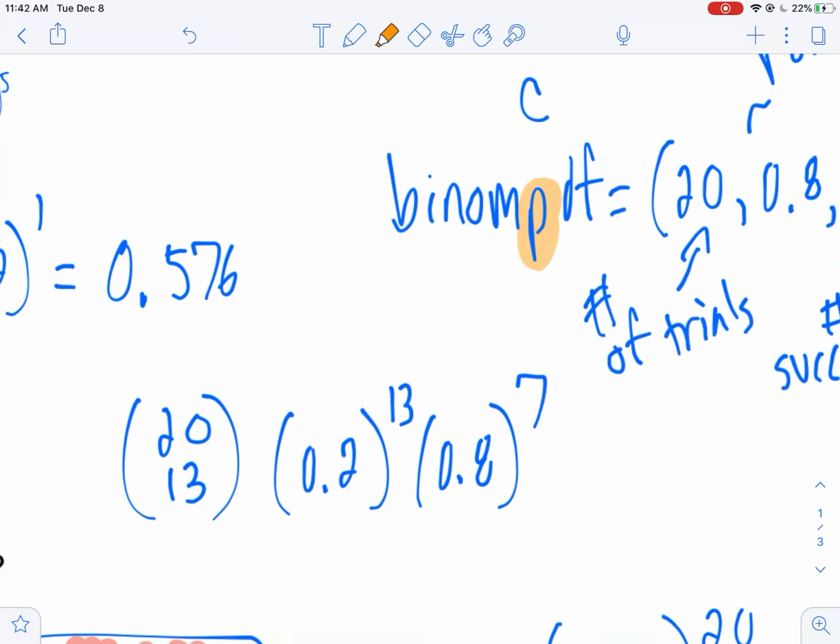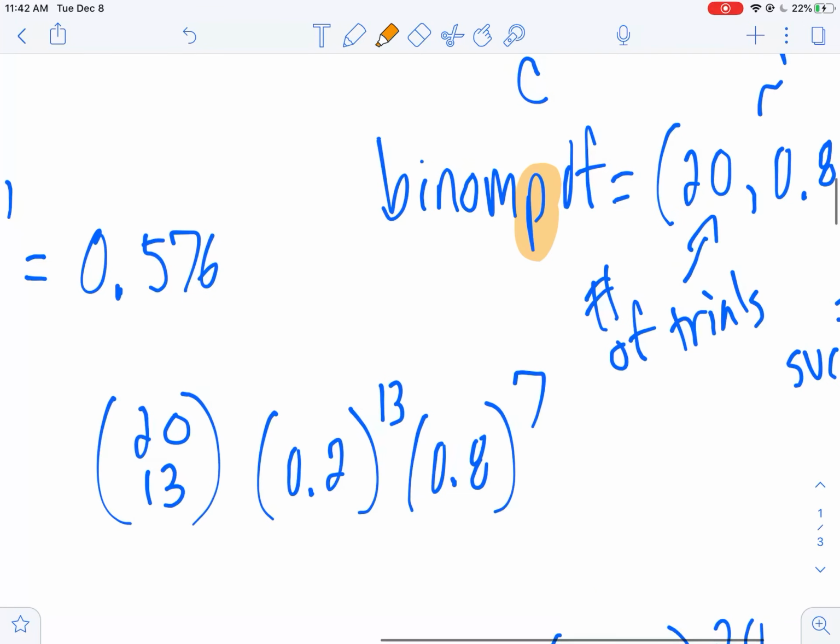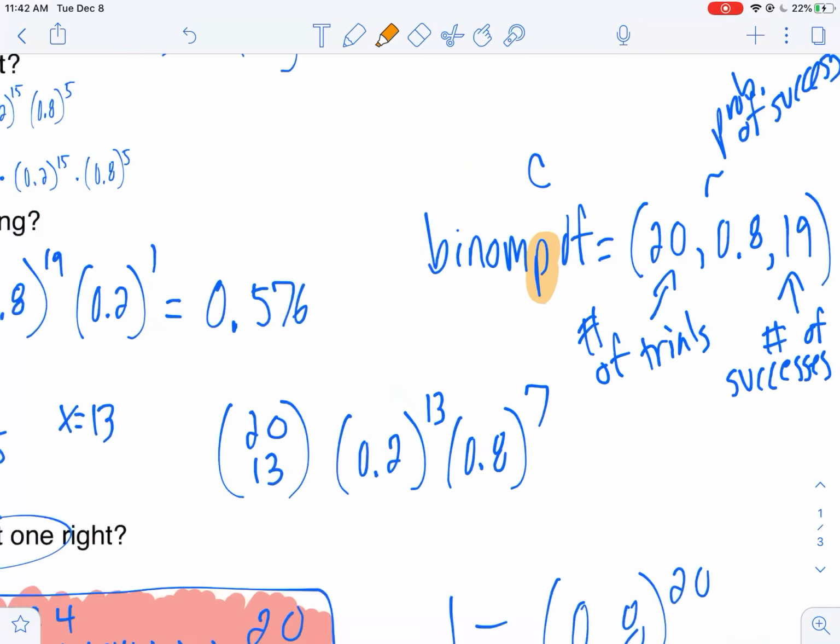I also did the same thing here. I ended up going with the combination formula. I like doing that. I think it's the best way to demonstrate it.